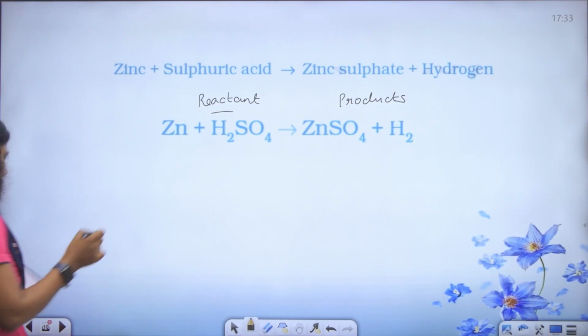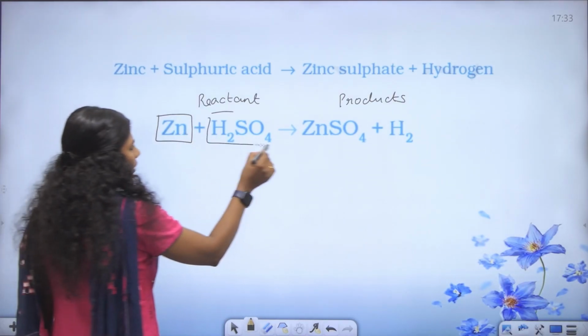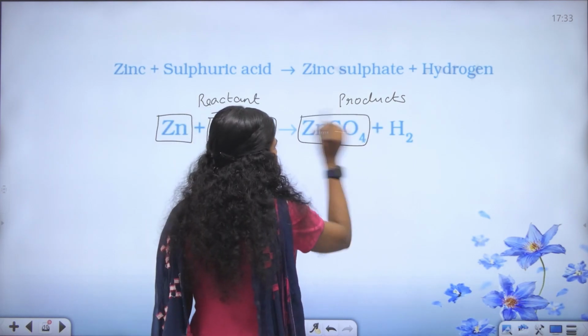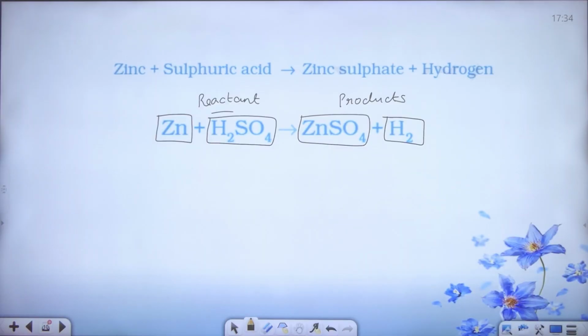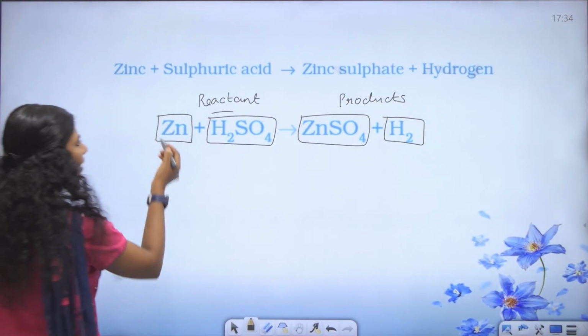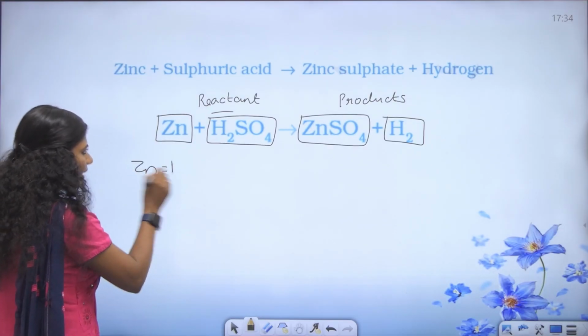To balance a chemical equation, first draw boxes around each formula: zinc, sulfuric acid, zinc sulfate, H2. Do not change anything inside the box while balancing the equation. Then count the number of atoms. Number of zinc atoms in the reactant side is only 1.